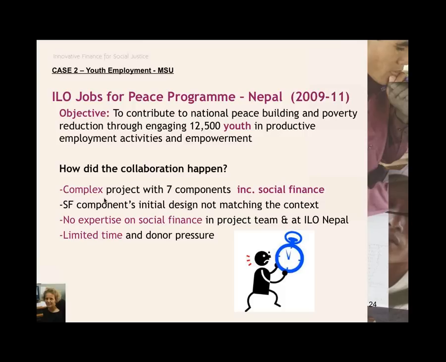When the project started in 2009, the team was very busy setting up and implementing the various components, as you can imagine. And when it came to the access to finance components, the initial design was not really matching the context anymore, and it was very difficult to implement it in a very short time. On top of that, the project had limited expertise on social finance. There were delays in the implementation, and the donor was pushing for delivery, like it happens very often. In short, the project team did not have a clue how to move the social finance component forward.